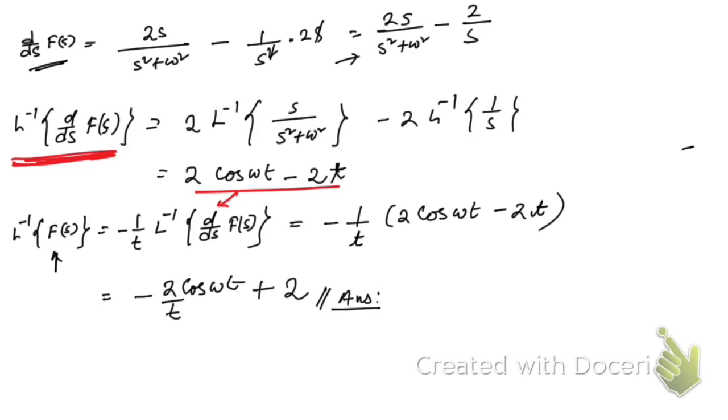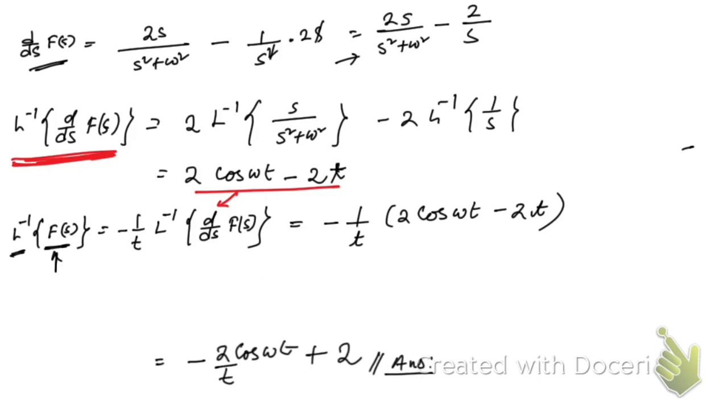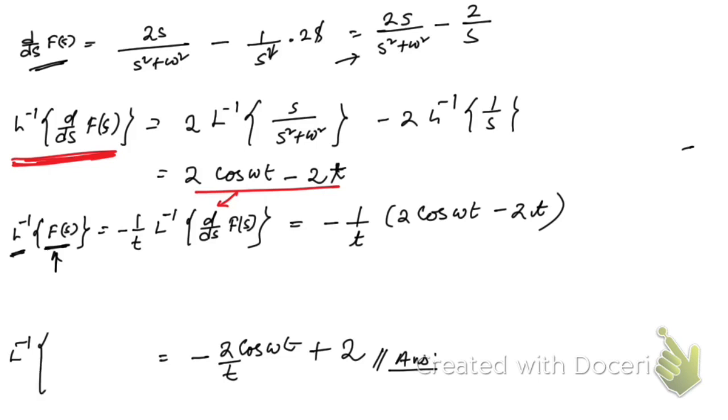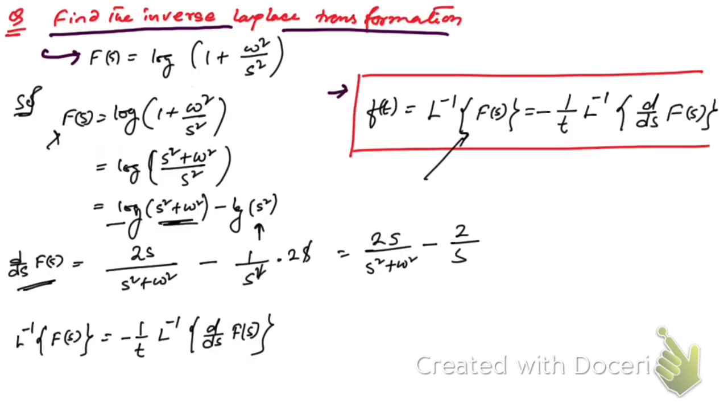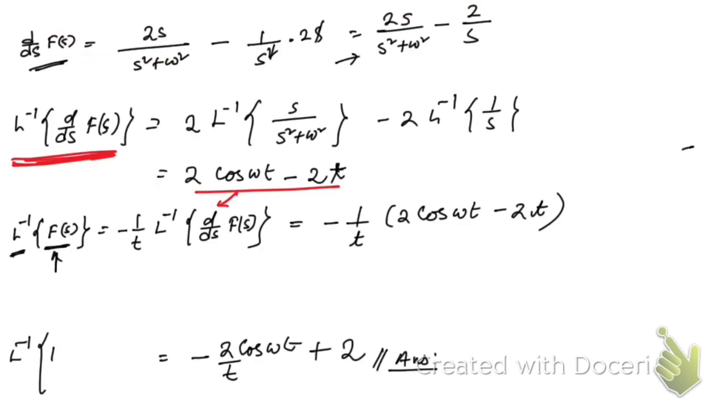So the inverse Laplace transformation of f of s, that means, what was the f of s in this case? Here you see, this is the f of s, this function, right? So here we're going to write log of 1 plus omega square by s square. So the inverse Laplace transformation of this function is this one. So this is our answer. So hope you have understood this.